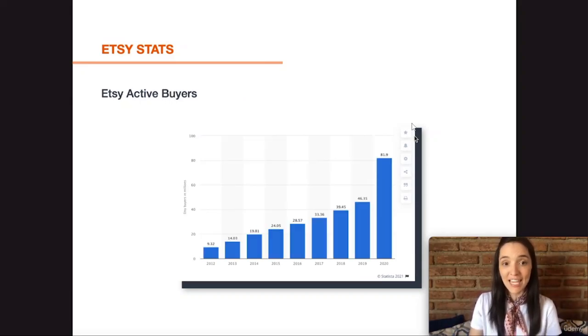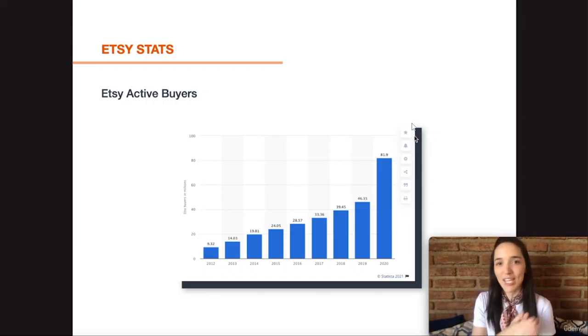And to get even better, you can see over here that last year, the number of active buyers on Etsy almost doubled. And as I said, they're only growing and they're only projected to keep growing. So that means more and more potential customers are looking at what you have to offer.